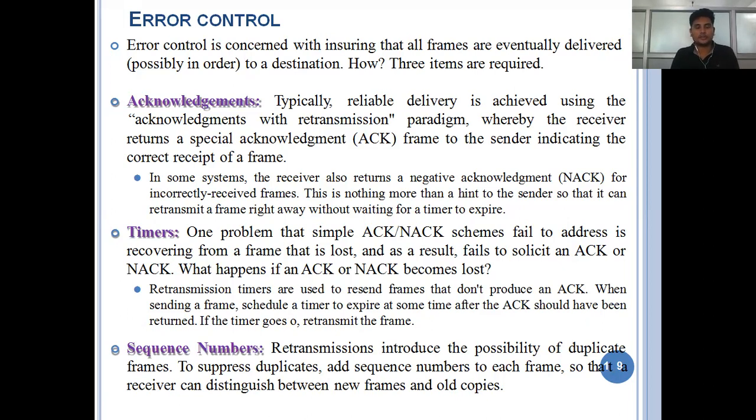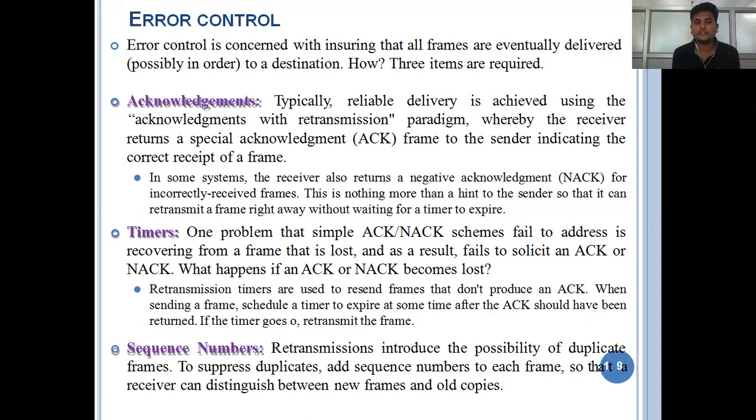Here we fix a certain amount of time. If it doesn't receive the acknowledgement or negative acknowledgement in that particular time, then when the timer reaches zero, it automatically sends the data frame again. It resends the data frame.